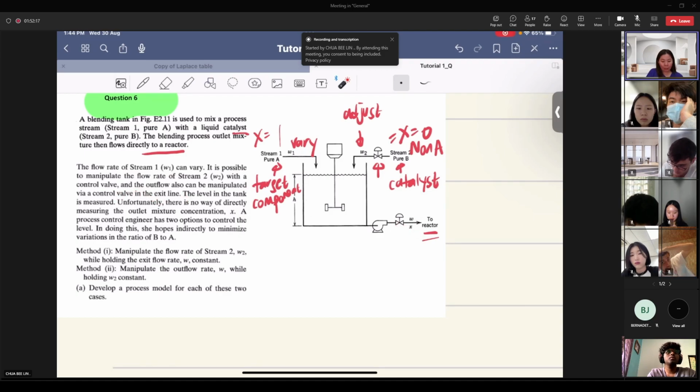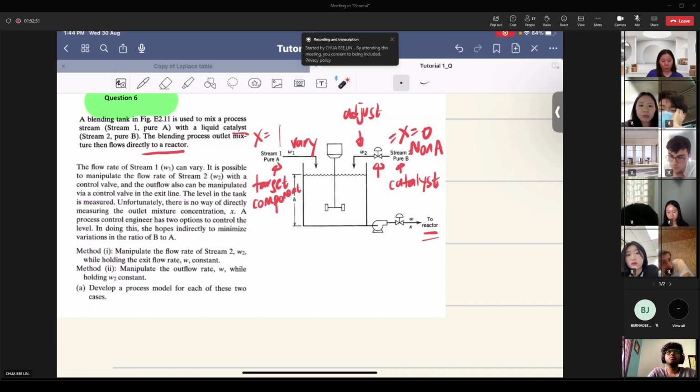The level in the tank is measured. Unfortunately, there is no way of directly measuring the outlet mixture concentration. There is no sensor to measure the X here. A process control engineer has two options to control the level in the tank. In doing so, she hopes to indirectly minimize the variation in the ratio of catalyst over A. Means they want to make it constant, no variation, minimize.